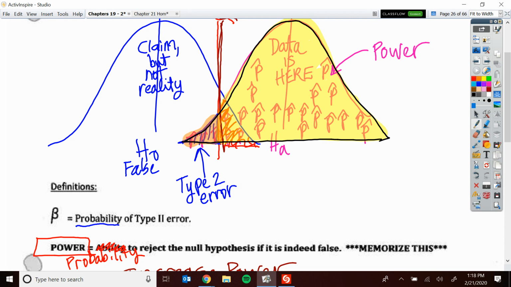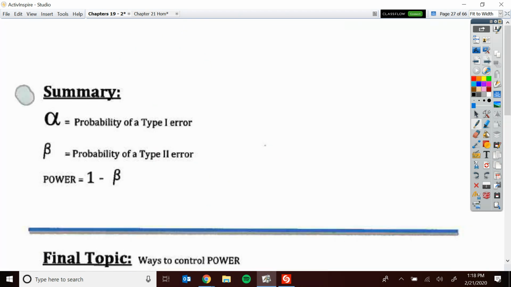Okay. Power plus beta is what? 100% of the data. Power plus beta is 100% of the data. Okay, so there's our thing on the next page. So there is that numerical correlation.